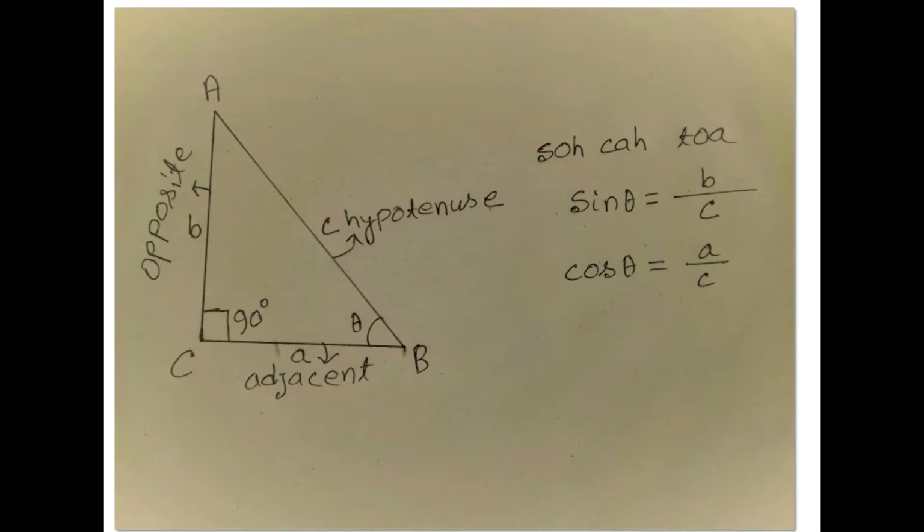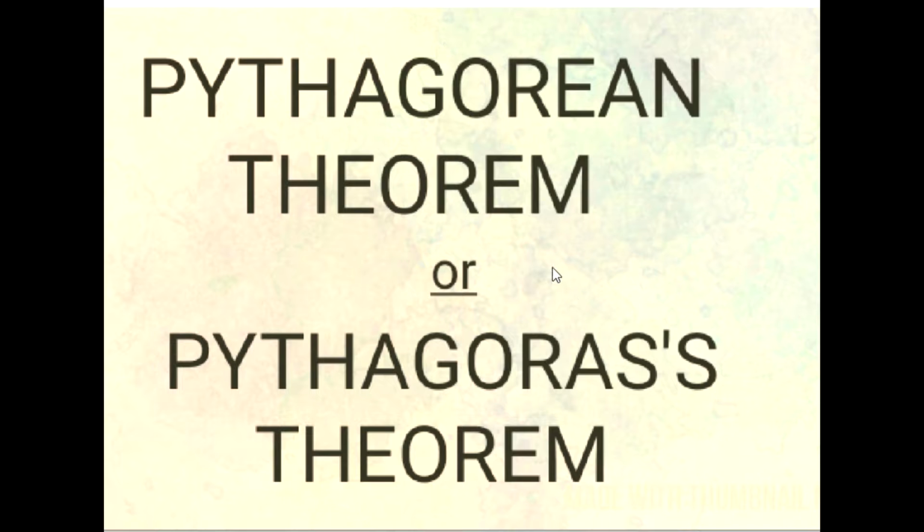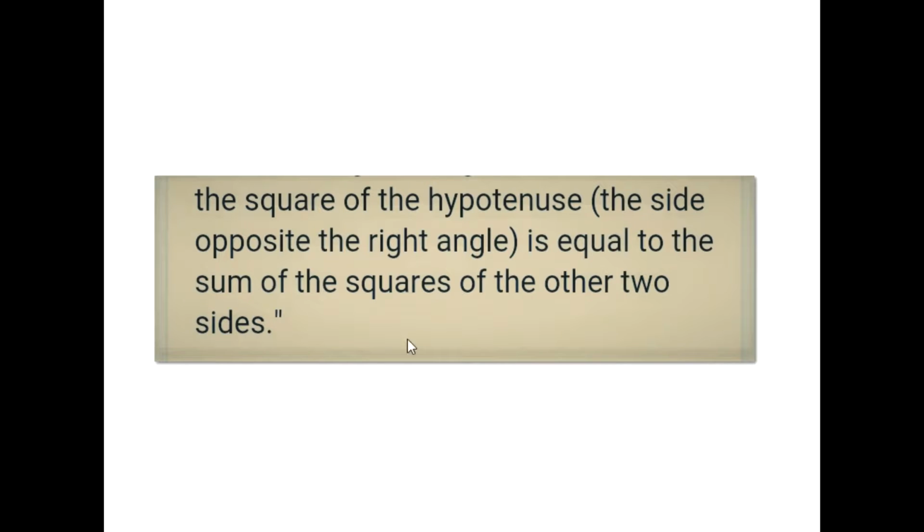Now we will go to Pythagoras theorem, or Pythagorean theorem. What does Pythagoras theorem say? It says that the square of the hypotenuse, and what is the hypotenuse? The side opposite the right angle, I said that. The square of the hypotenuse is equal to the sum of the squares of the other two sides, and the other two sides are the adjacent and the opposite.